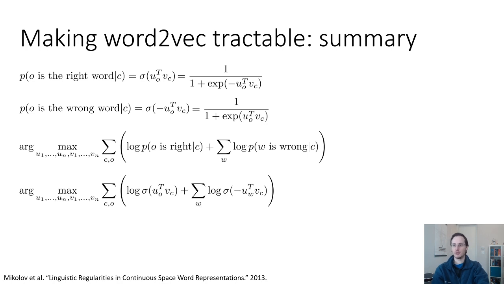And of course, this P of right and P of wrong is just the sigmoid, so we can equivalently write it like this. So the intuition behind it is that this objective is going to push VC towards UO and away from other vectors UW.